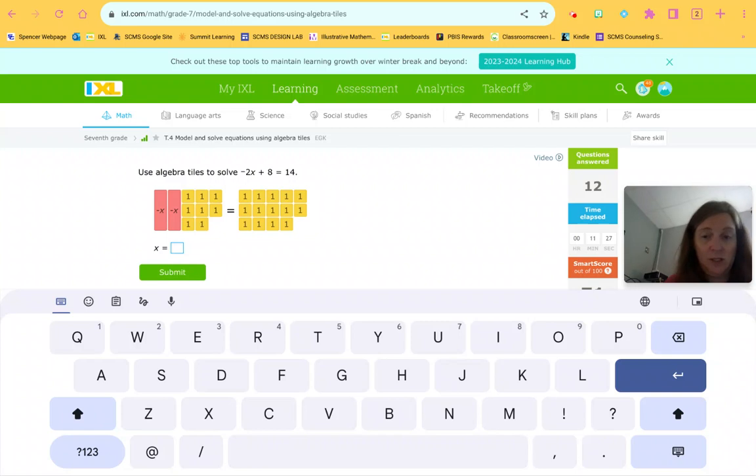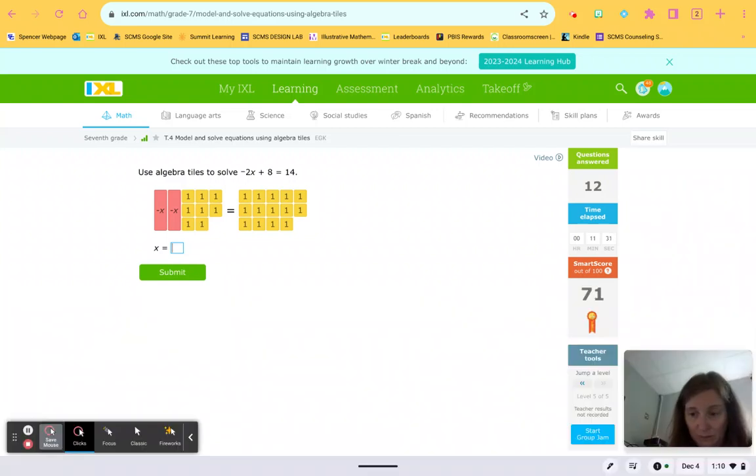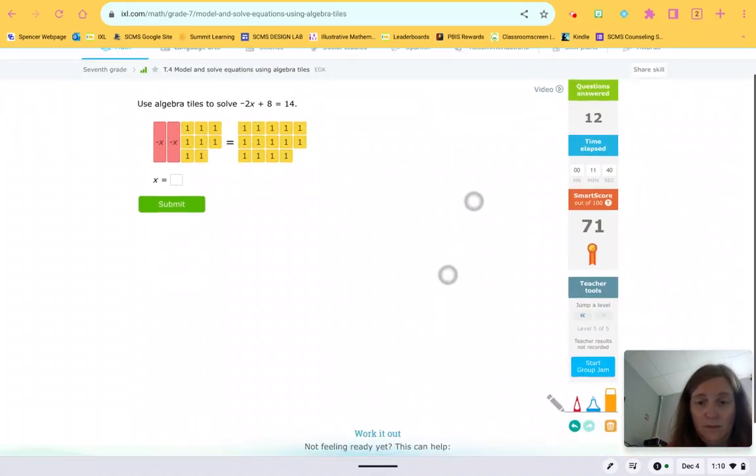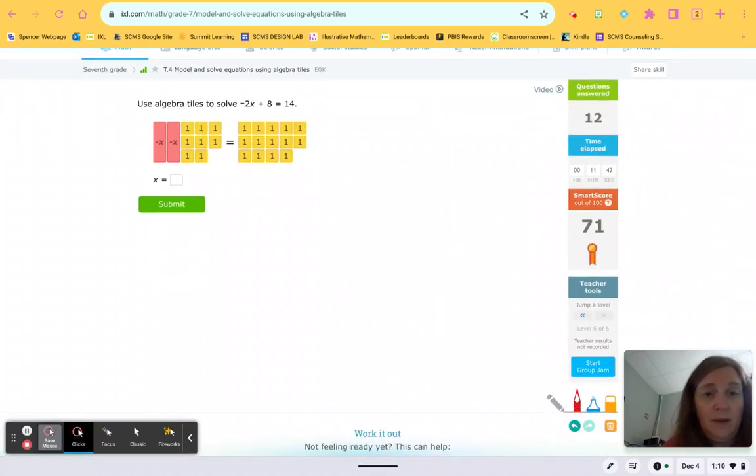All right, so let's do this one. This one's a little bit more challenging. All right, negative 2x. Now we've got a negative x again, plus 8 equals 14.